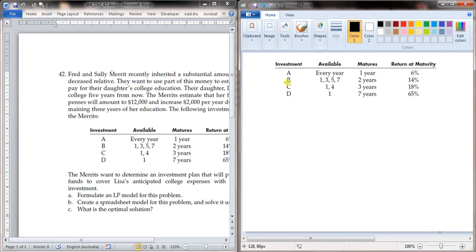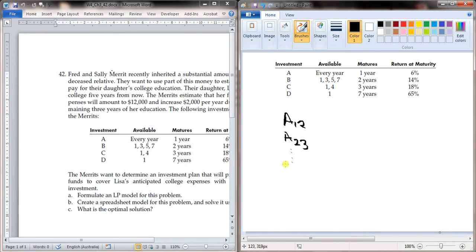So if you look at it, suppose investment option A, which is available every year. Let's say A1 is the amount invested in year 1 and got return in year 2. Similarly, there will be A23, amount invested in A in year 2 and return found in 3.